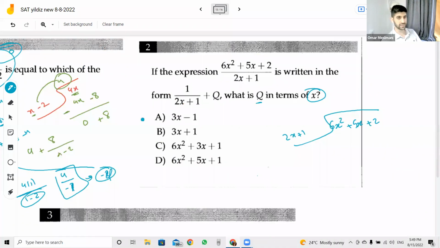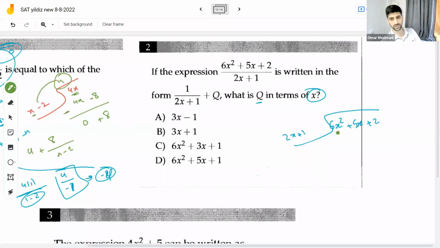How would I do it? I would start again, as I told you what to do. Take the first value in here, the first value in there, and try to divide them mentally. So 6x squared divided by 2x, I guess it's going to be 3x. And then multiply the 3x by the first and the second. 3x times 2x is going to be 6x squared. 3x by 1 is going to be plus 3x. And then you subtract: 6x squared minus 6x squared is 0. 5x minus 3x is 2x. So I have 2x plus 2.